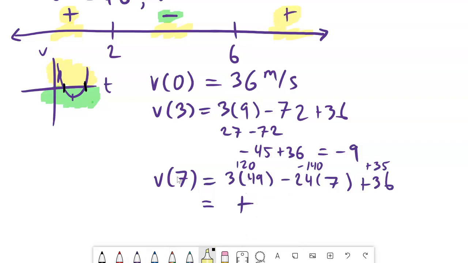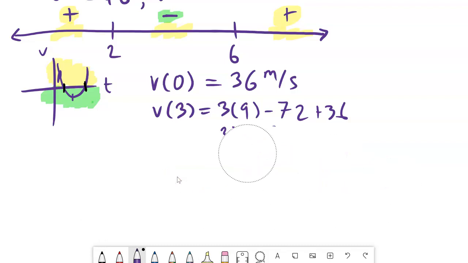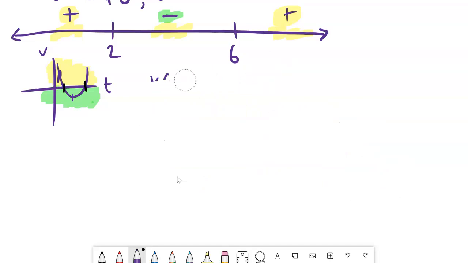Positive. So we're basically done with the problem. So here, let me erase all this work and just do up here.